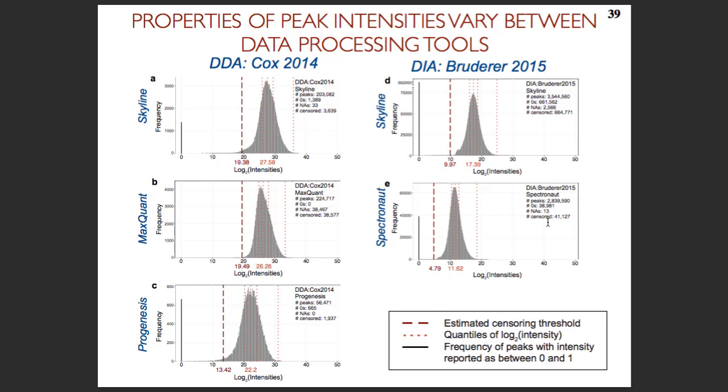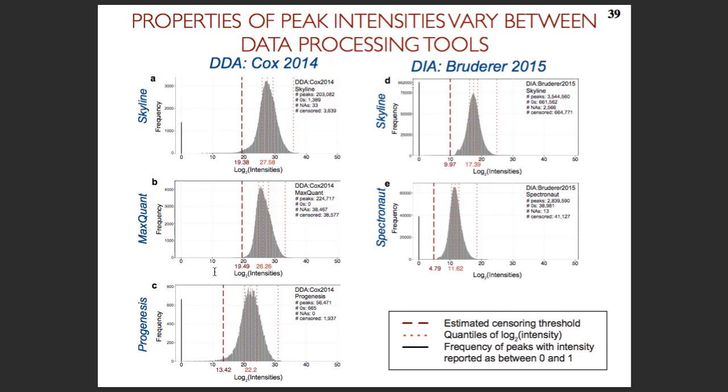And so this slide is actually an illustration of that. So we have two data sets here. One is a label-free LC-MS data set from the Jürgen Cox paper on label-free quantification. So this was a controlled mixture with some titrations of multiple components. And this is another data set from Spectronaut, which also has a control mixture. So this data set was processed with three tools, Skyline, MaxQuant, and Progenesis. And this data set was processed with two tools, Spectronaut and Skyline.